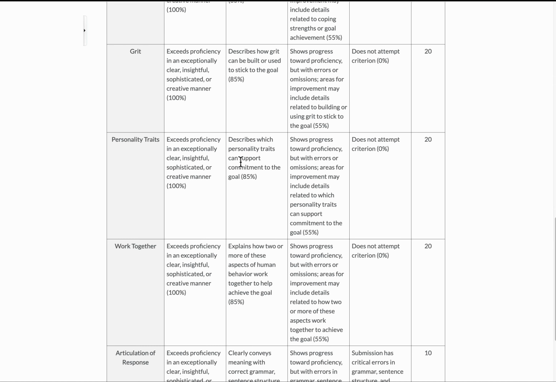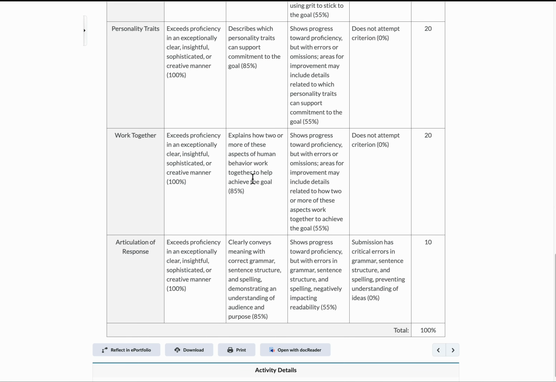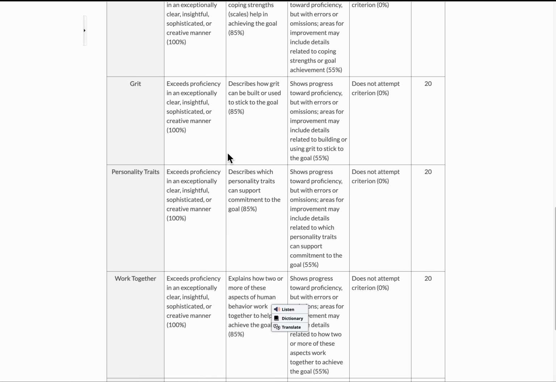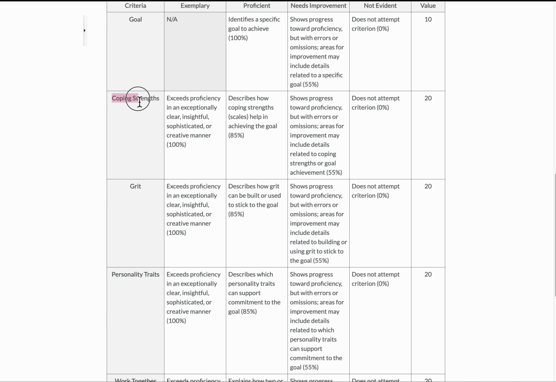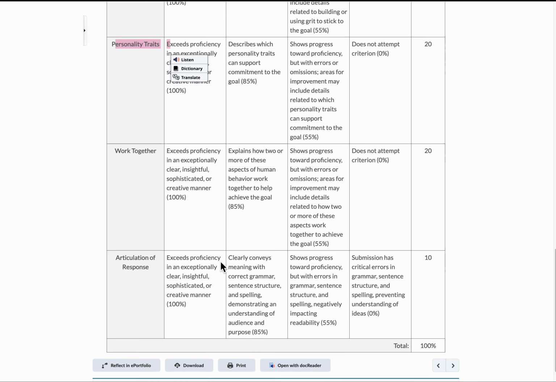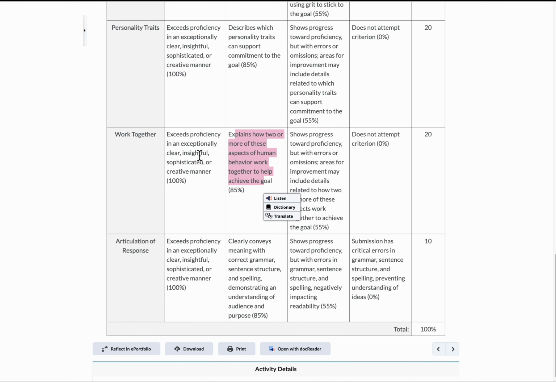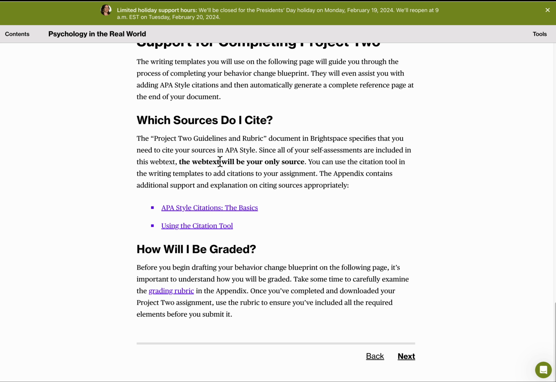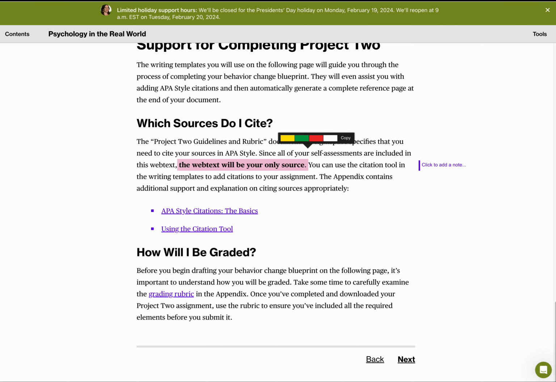And then just note that it's asking you to explain how 2 or more of these work together. So just make sure that you're saying 2 or more of either your coping strengths or your grit or your personality traits, and saying how they would work together for the best grade here. And then for articulation of response, just note that in your book it is saying what sources to cite, and it's saying that you should be citing the web text. The web text will be your only source. So that's what you're doing for Project 2.